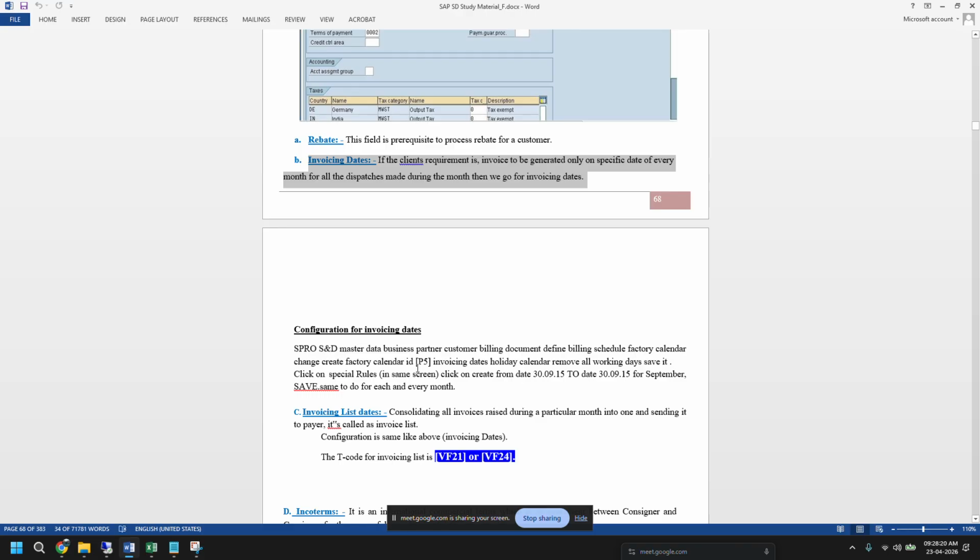Here you see how you create the calendar. SPRO, sales and distribution, master data, business partner, billing document, define billing scheduling factory calendar. Here you create some factory calendar. Let's say here it is created P5. Any name you can give. P1, P5, two digits, Z1, Z5, anything you can give, and then you assign it.